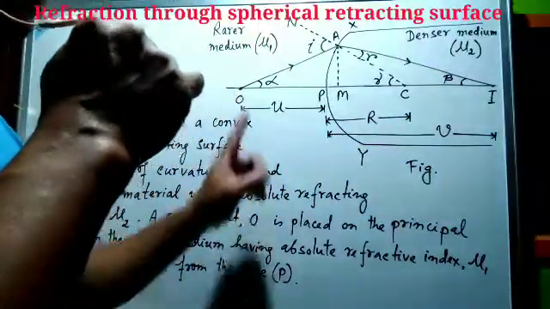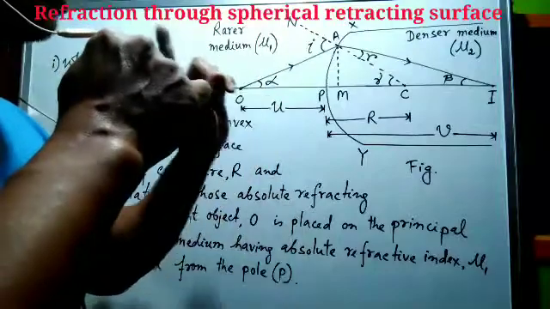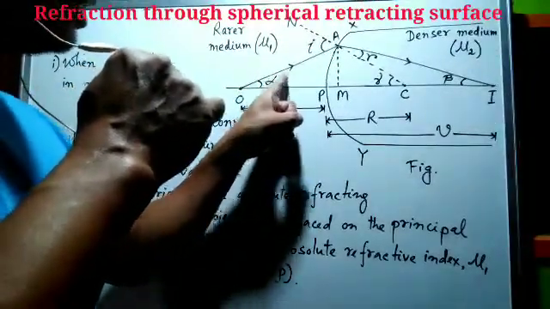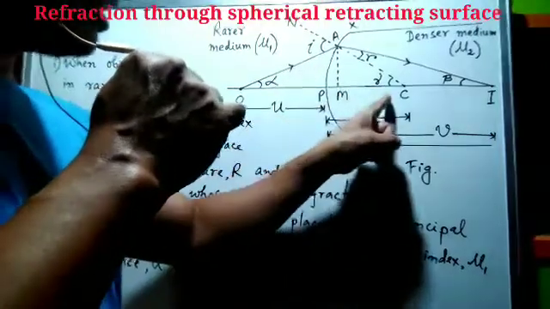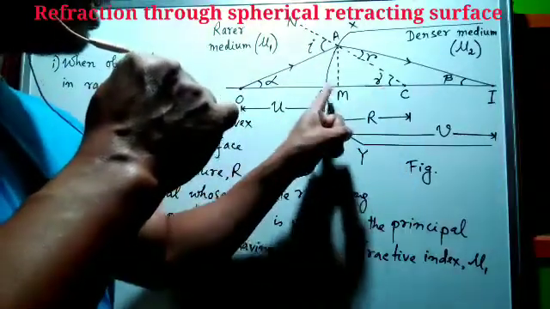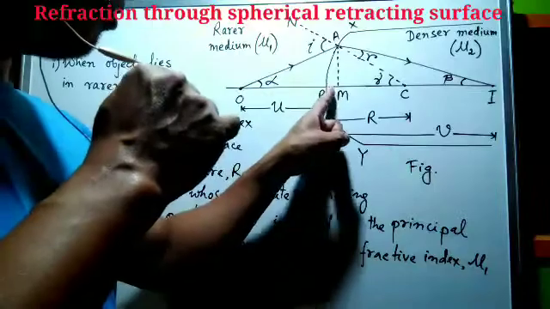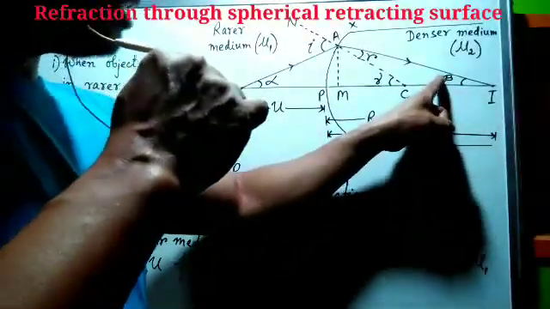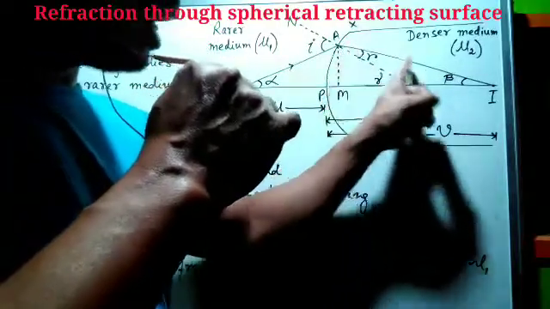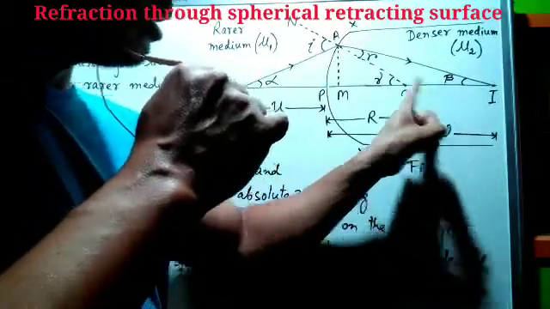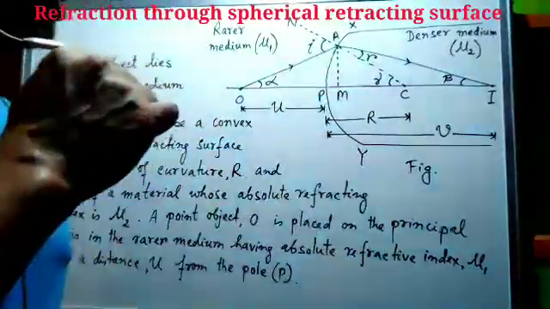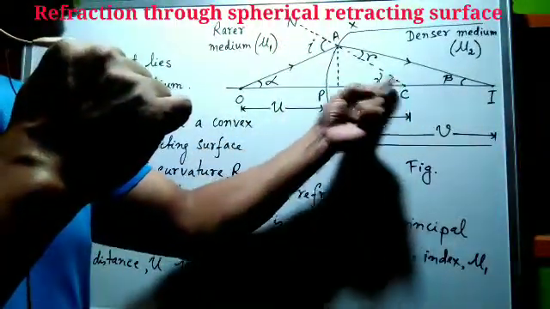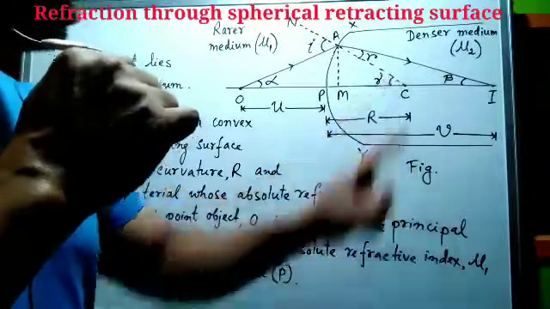This angle alpha represents angle between incident light ray and the principal axis. Principal axis is the straight line passing through pole and center of curvature. And angle beta is the angle between refracted light ray and the principal axis. And this gamma represents angle between the normal line CN and the principal axis.